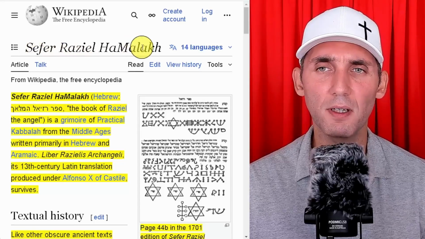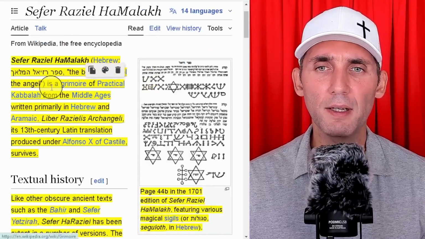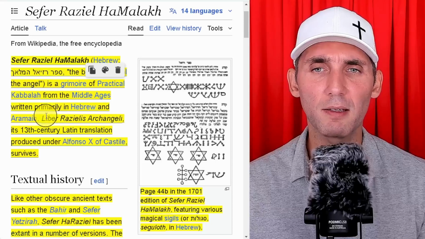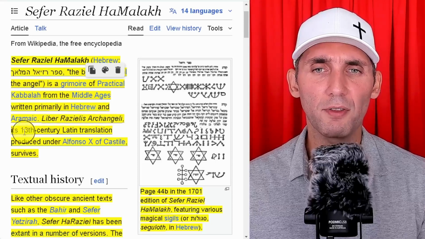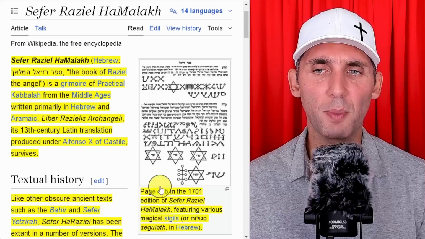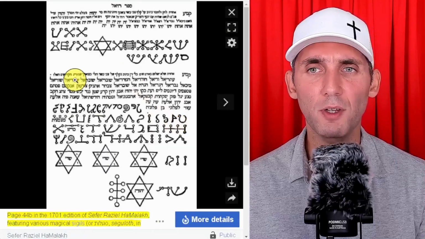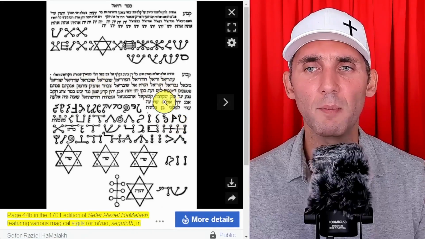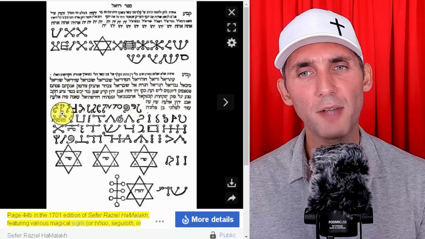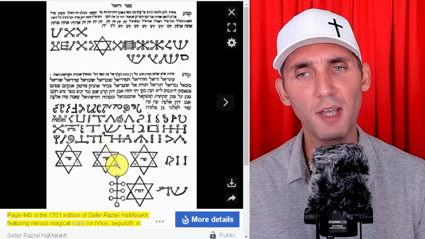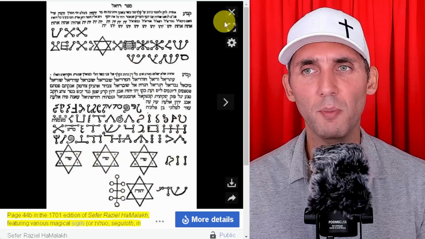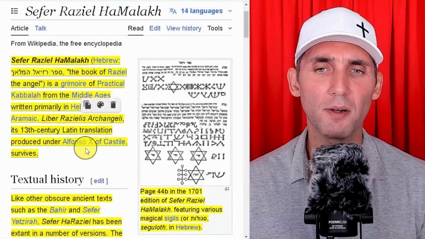This is Sefer Raziel Hamalach. And it's a grimoire of practical Kabbalah from the Middle Ages, written primarily in Hebrew and Aramaic. Liber Razielis Archangeli is a 13th century Latin translation produced under Alfonso of Castile. This one survives. Here's page 44 of it, and you can see what's on here. Well, you've got Hebrew, quote-unquote Hebrew. By this point, it's already taken form in its Kabbalistic alphabet, and then you've got these runes. There's magical runes. There's the Star of quote-unquote David with various words and runes in there, and magic sigils all on one page to show you that these things belong together.